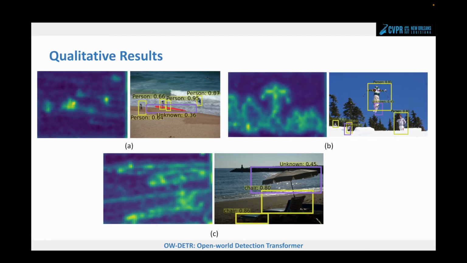Now I will present some qualitative results. Here we have attention feature maps along with their bounding box predictions visualized on the corresponding image. The bounding box in yellow indicates the known instances and in purple indicates unknown instances. We generally observe that the attention map activation tends to be higher for regions with foreground objects. Thus, it shows the benefits of the proposed attention-driven pseudo-labeling for unknown objects.